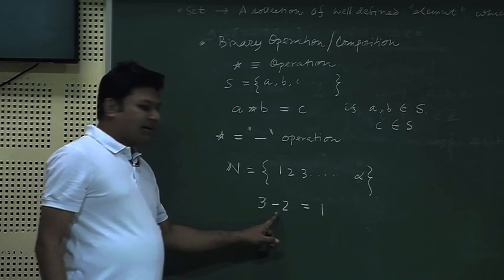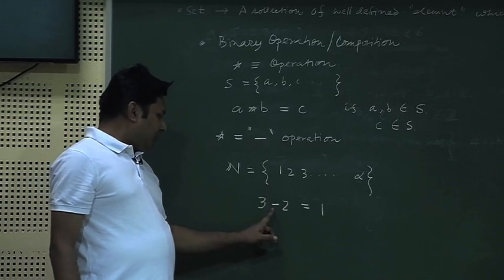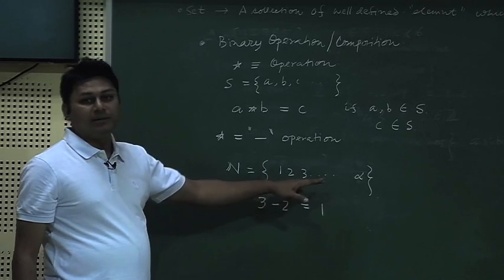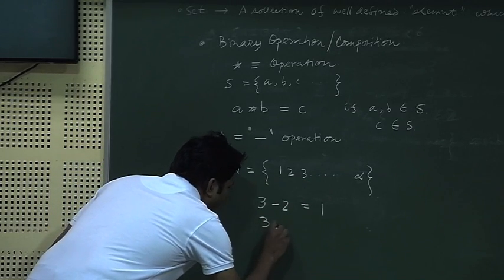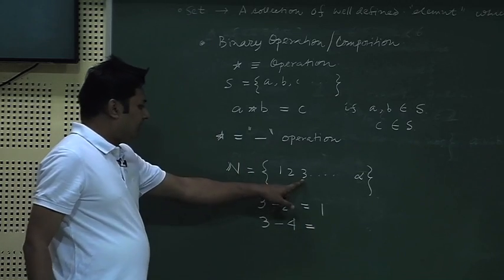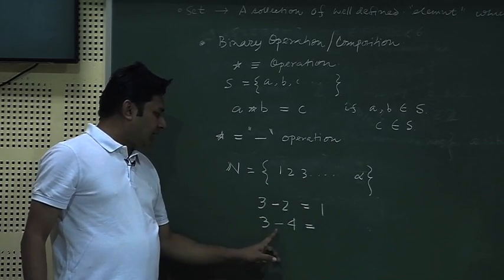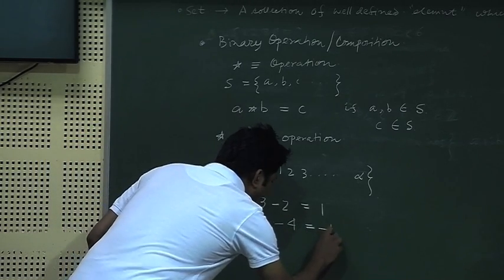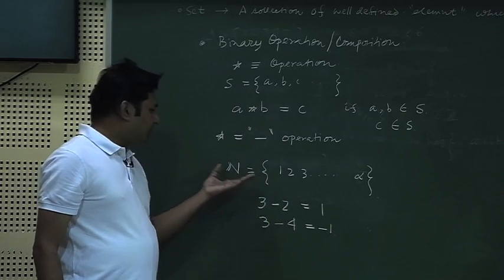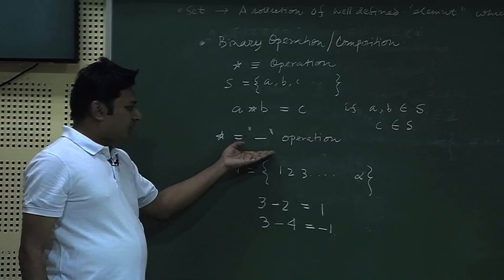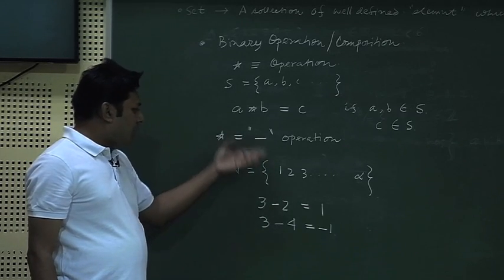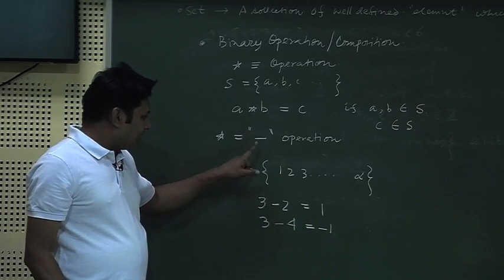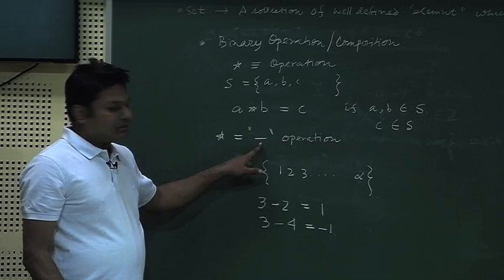You find that in this case, at least for these two elements, after applying the binary operation I am getting something inside the set, but it is not necessarily true for all elements. For example, what happens if I do 3 minus 4? Again 3 is an element here, 4 is an element here, minus is my operation. I will get minus 1, which is outside the set, because minus 1 is not inside the set. So, even though my binary operation is well defined and my set is well defined, the result is outside the set. So, this operation is not a valid binary operation for this particular set.